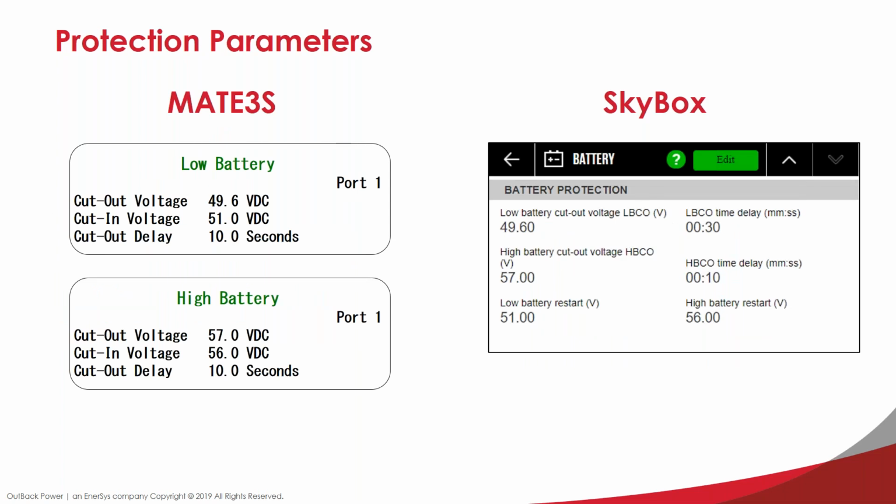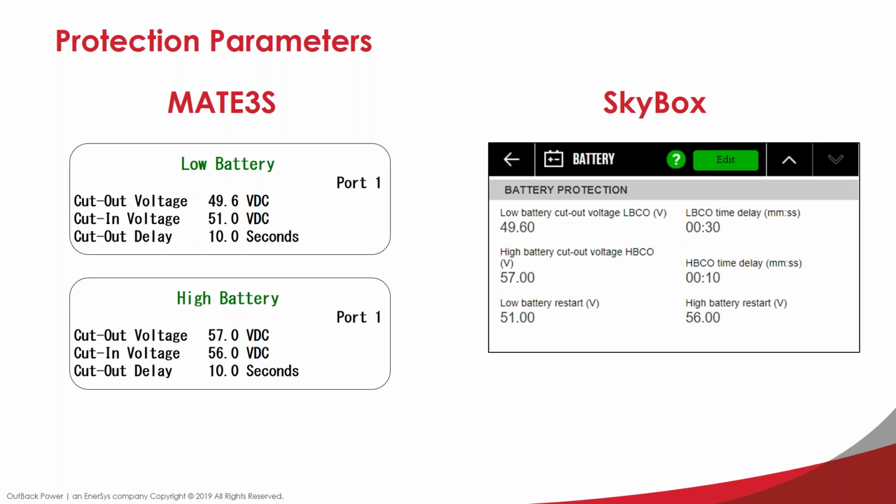Okay, so we've done our charging parameters, and now we're going to go on to our protection parameters. So again, starting with the Mate 3S, this is not updated in our documentation just yet, but it's in the works. So low battery and high battery. This is a new feature with the Mate 3S.